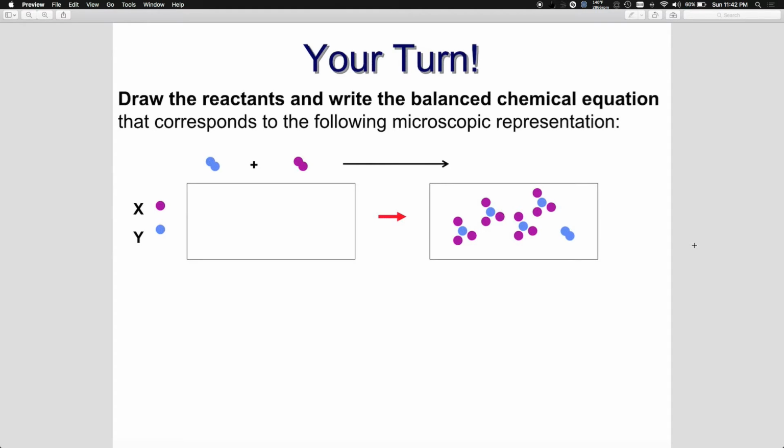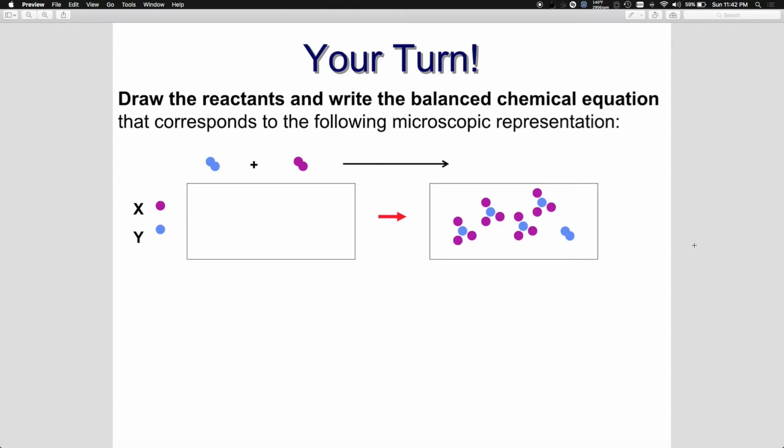Literally freaked me out. So let's do it. Can I write? Yes, I can. So this question was saying, okay, draw reactants and write a balanced chemical equation. Now, a lot of you didn't do it because you guys are terrified. No, don't do that.